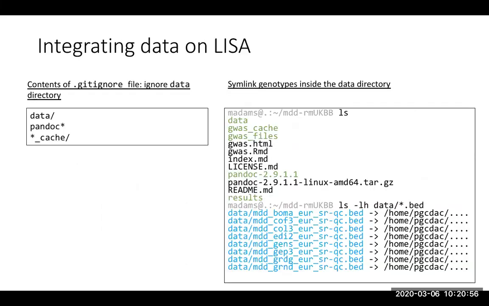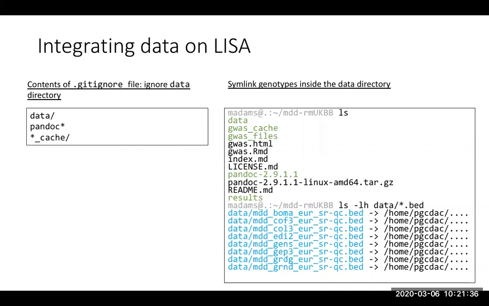Now, more specifically, if you're working on Lisa, where we do all of our analyses, this is just an example of a project that I've done on Lisa. In my Git ignore file, I've added a data directory. So I'm just telling Git to ignore everything in the data directory. And on the right, I've got a list of what the contents of my repository locally on Lisa looks like, and there's a data directory. And inside that, all I've done is made symlinks to all of the genotype data.